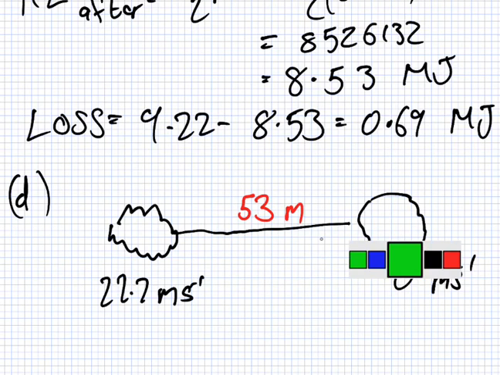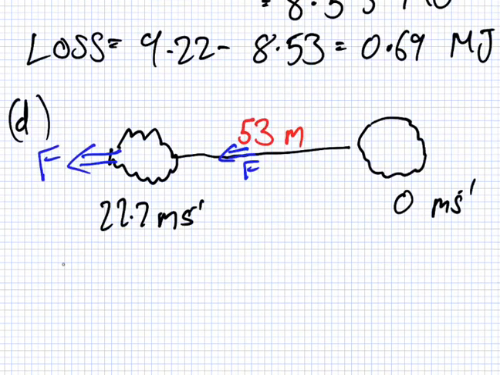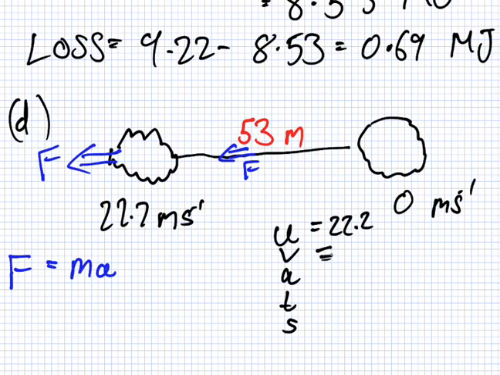And they stop because there is a force stopping it. So the question is, how can we calculate the force? What's the formula for force? F equals ma. Do we know the m? We do. Do we know the a? We don't. But we just do a UVATS and we can know it. U, 22.2. V, 0. A, don't know. T, don't know. S, 53.